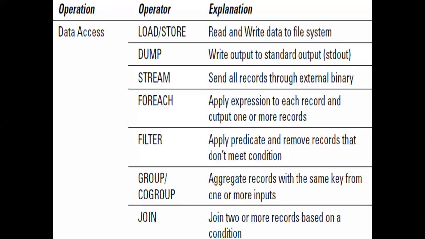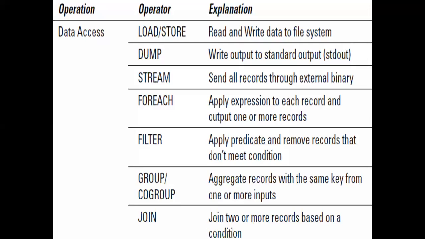We are going to use the stream. Remember, stream is a continuous flow. What we flow here is records through an external binary. Then what is the operator foreach? Applying an expression to each record and outputting one or more records. So for that we get one or more outputs through that one particular record.